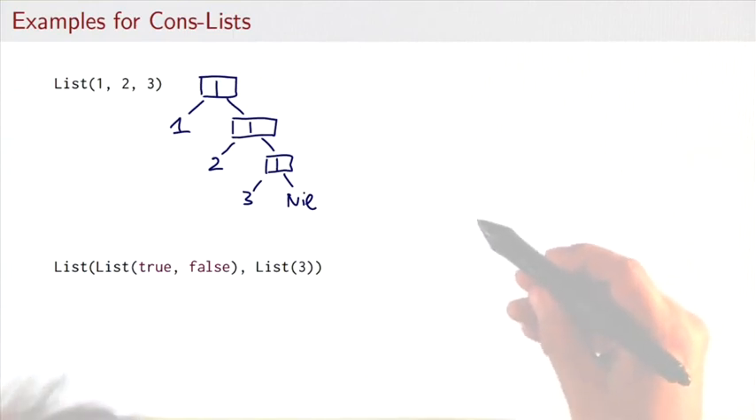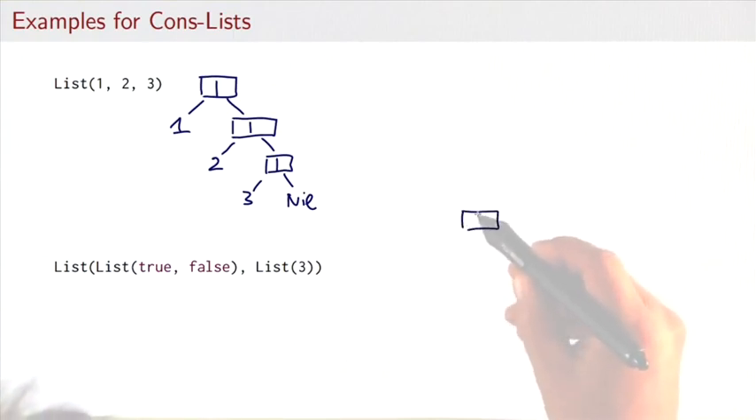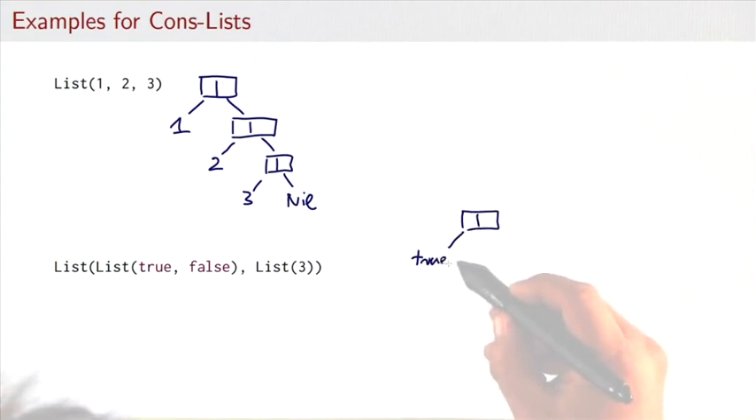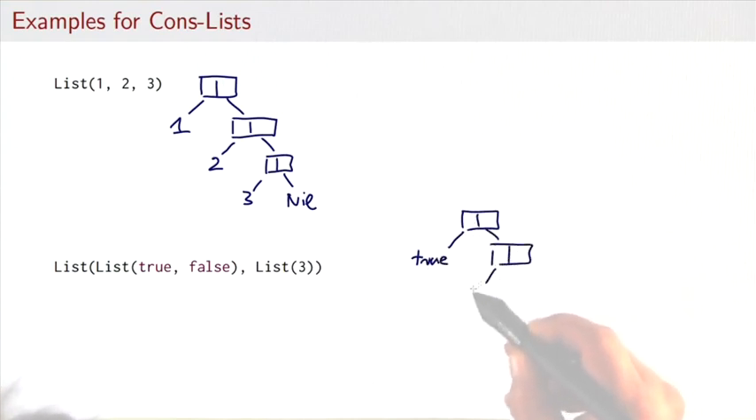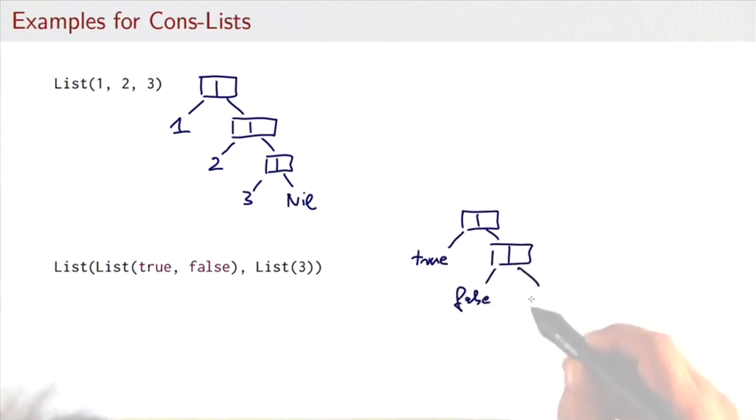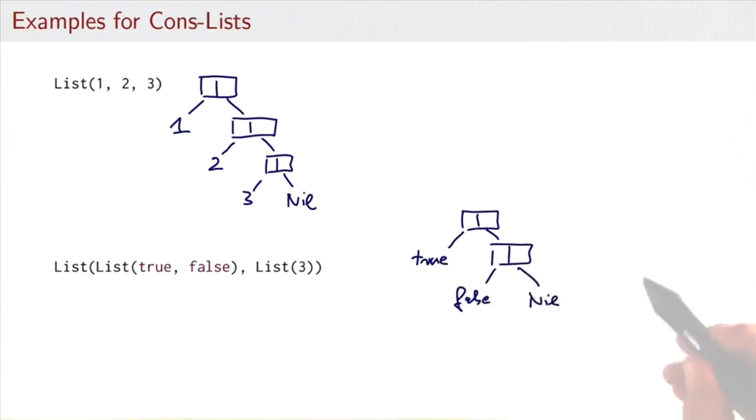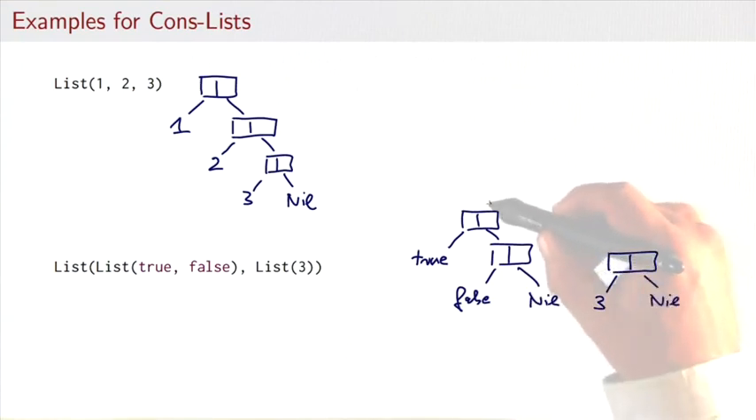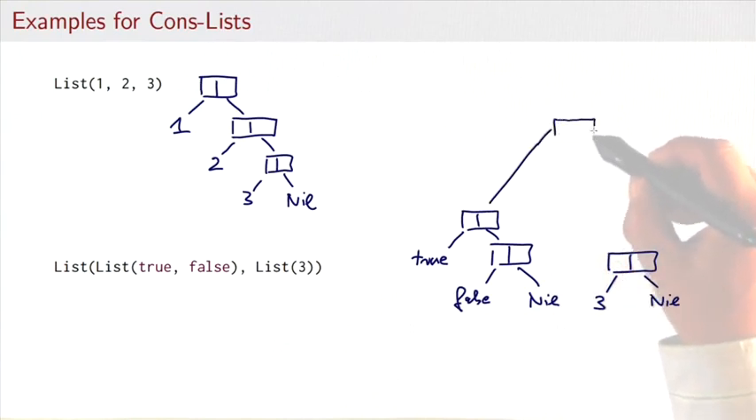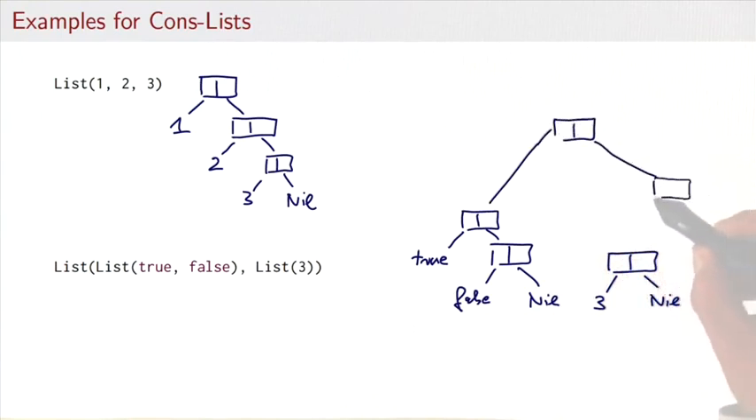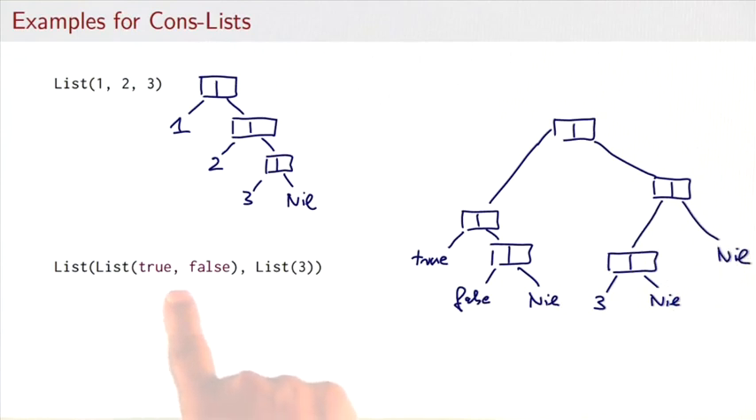So that could be visualized as follows. Let's start with a list that contains true and false. That would be the first element of the outer list. Then there would be another list which is 3 and Nil. That would be the second element. And then we would connect those 2 lists like that. And we would finally get a Nil here. So that would be the list of true, false, and list of 3 here.